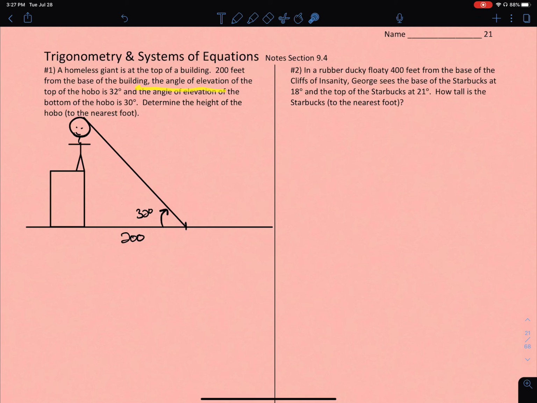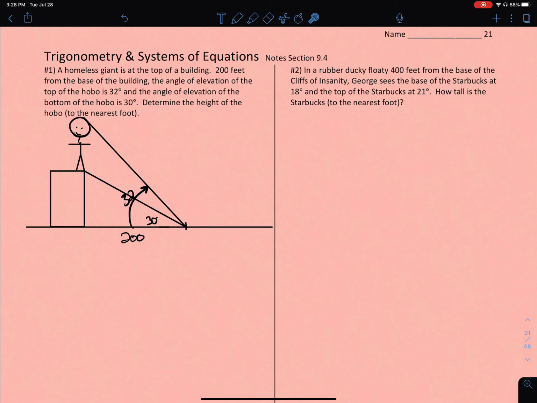And the angle of elevation to the bottom of the hobo is 30 degrees. Well, that makes this interesting. Let me get rid of this. I'll show you why here in a second. The top is 32 degrees. The bottom is 30 degrees. Just wanted some space to put that 32. Alrighty. Determine the height of the hobo to the nearest foot.